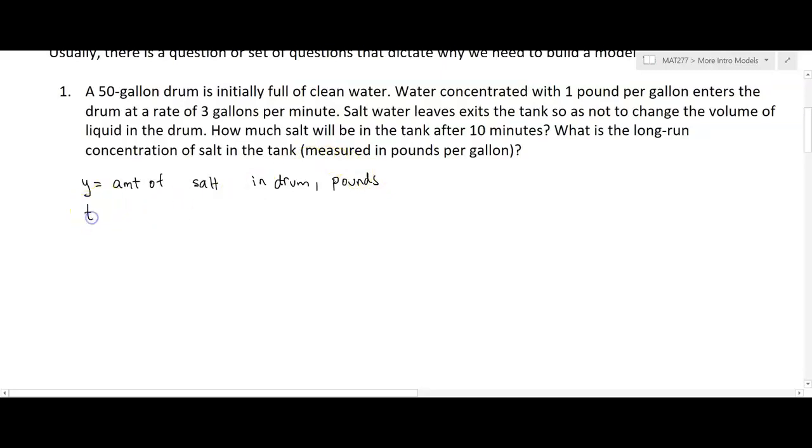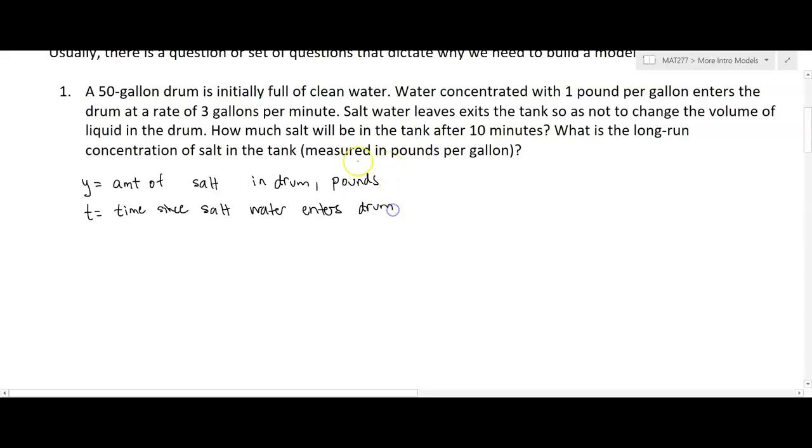And then t is going to be, of course, the time since the salt water starts coming in. So we'll just write that. So t is the time since salt water enters the drum.